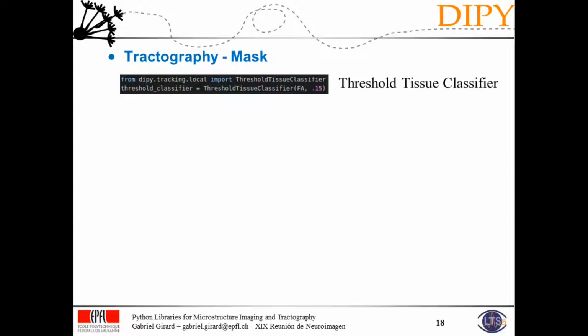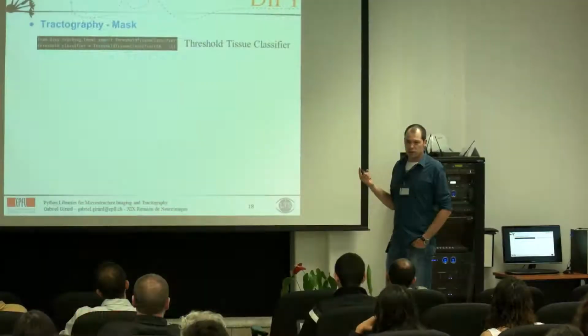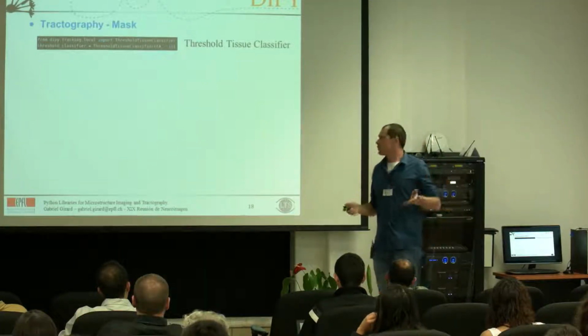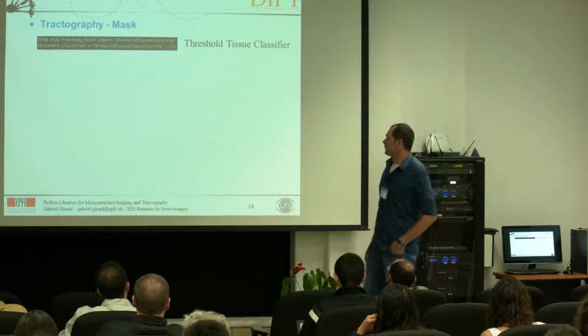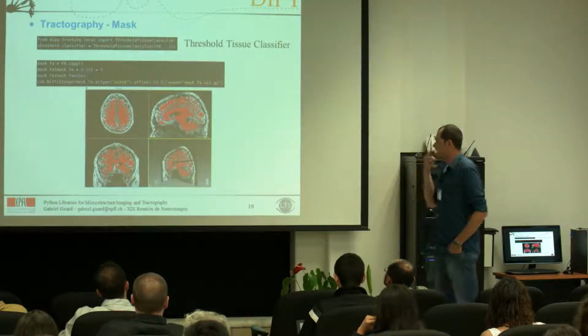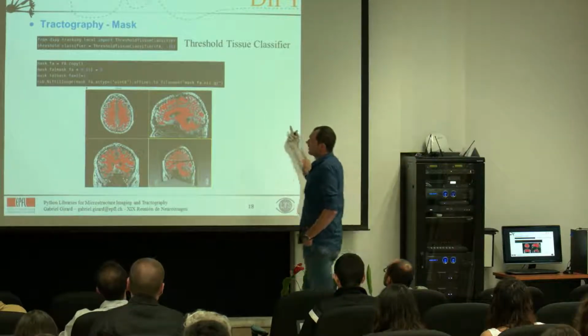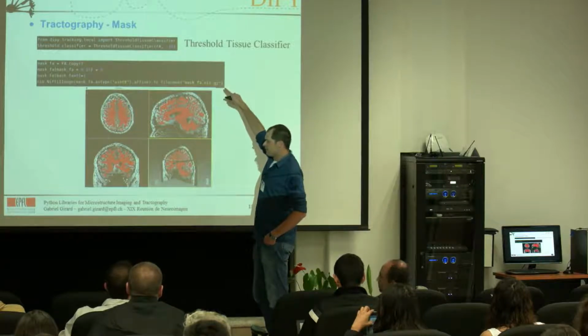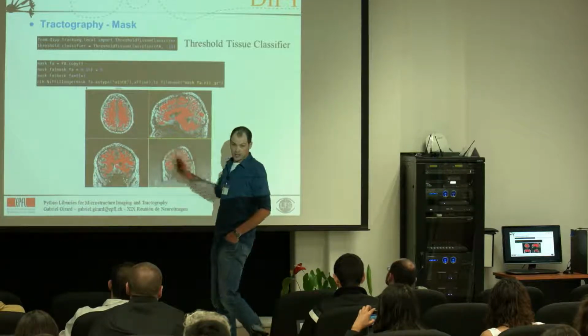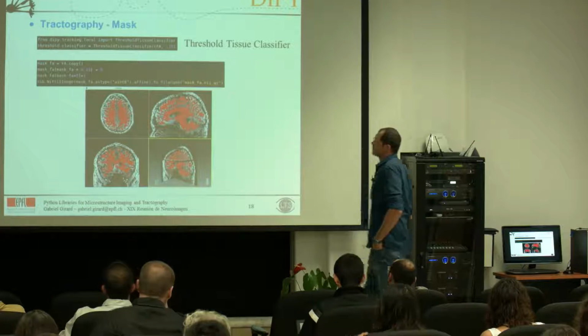which is a general type of class, but the simplest one is the threshold tissue classifier, which takes as input your FA and a threshold on the FA. Typically 0.1, 0.2 will give you a good mask of the white matter in which you can run tractography. So for instance, this is the mask of the FA thresholded at 0.15. So you could use that for tractography, for instance.